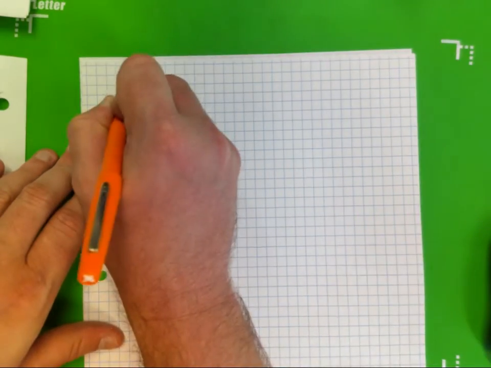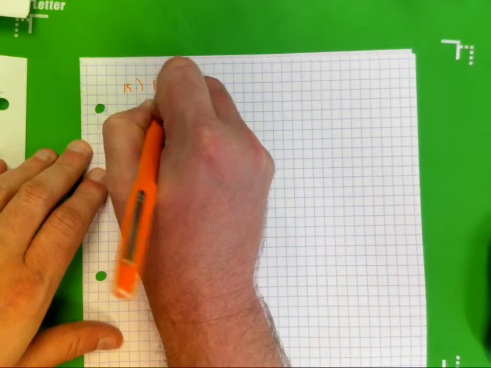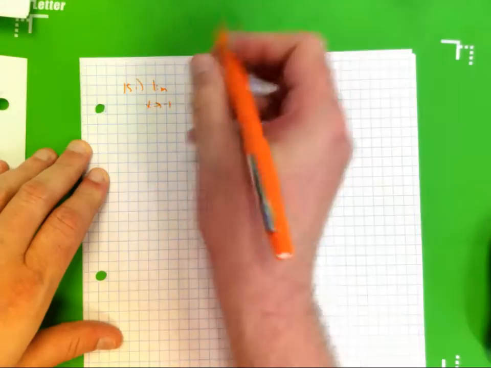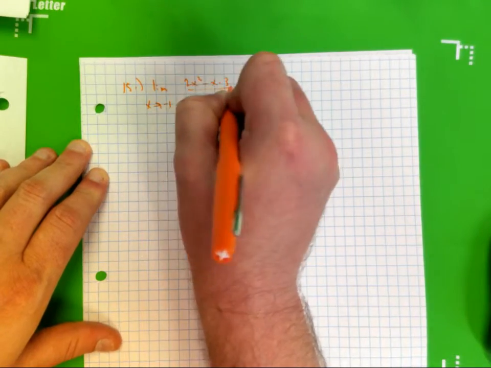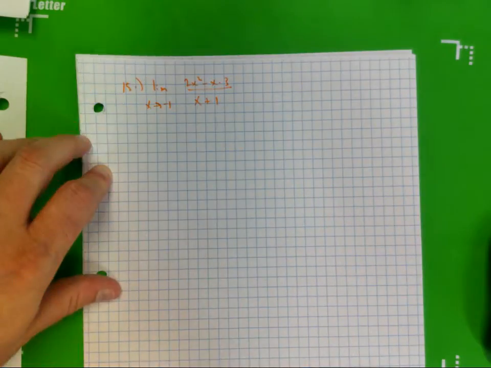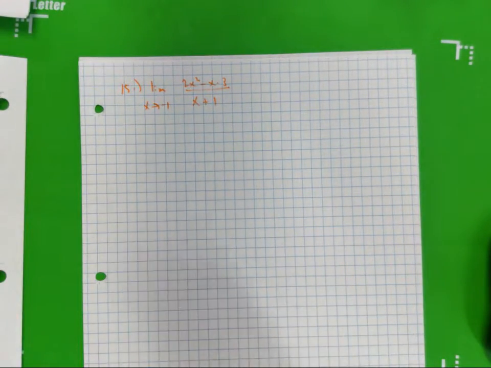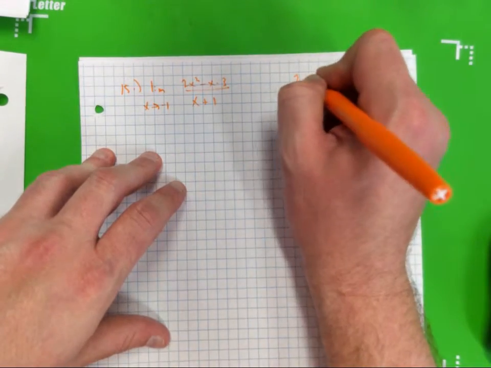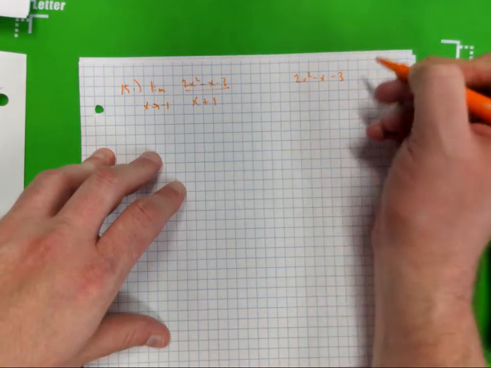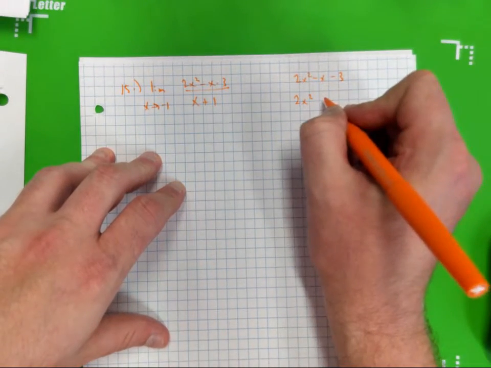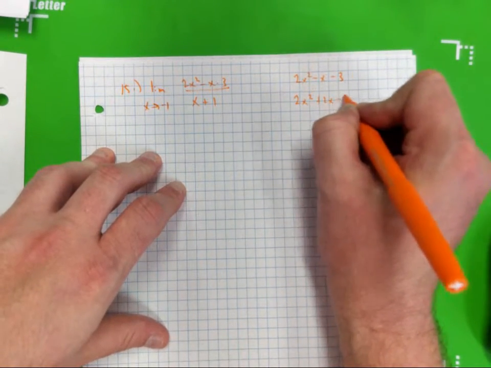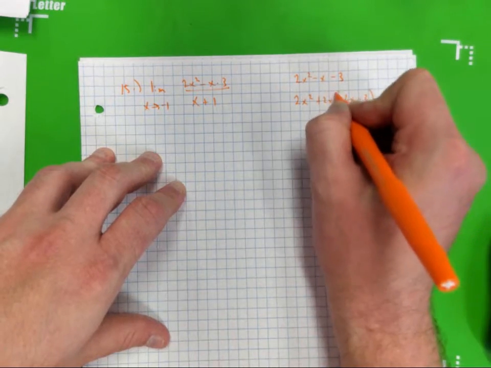Alright, so number 15: the limit as x goes to negative 1 of 2x squared minus x minus 3 over x plus 1. I'm going to go over here and factor this. Bust them up. It's got to multiply to give you negative 6 and add to give you negative 1. It's going to be 2x squared plus 2x minus 3x minus 3.